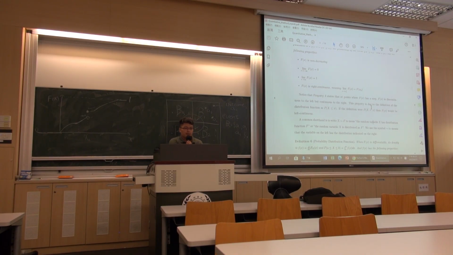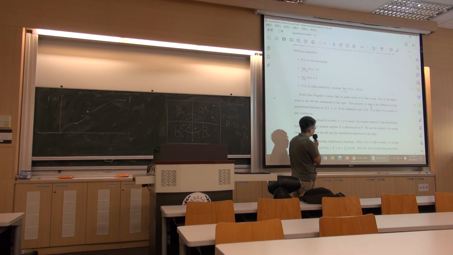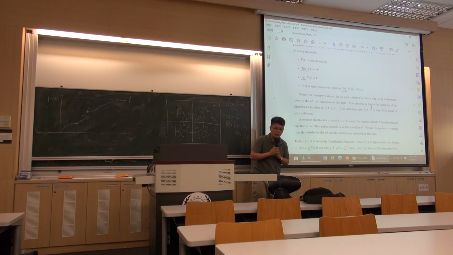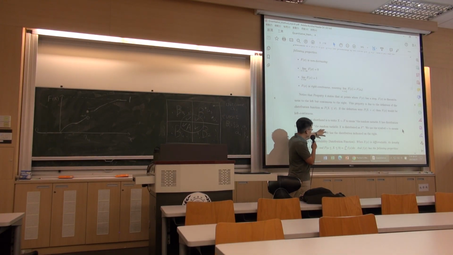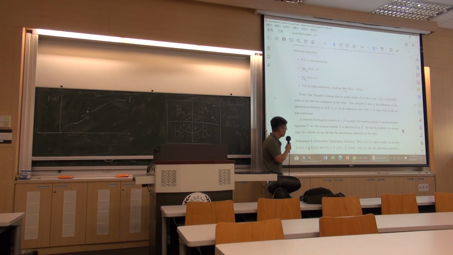Then usually we write it this way: X tilde F, meaning that this random variable X is from that distribution F. Here the random variable X is distributed as F.